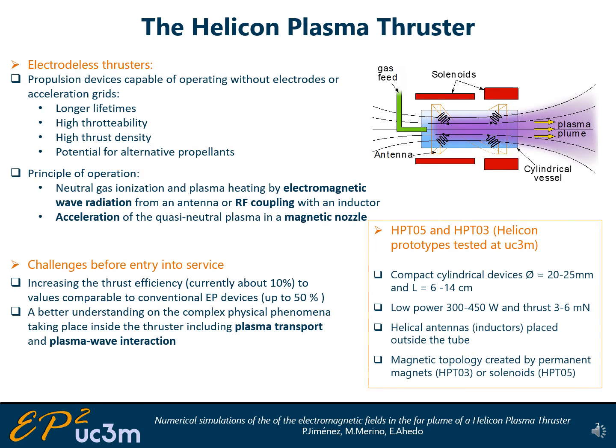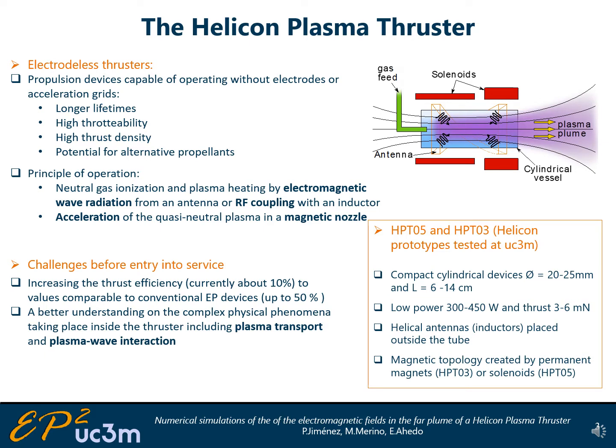The Helicon Thruster is an example of an electrode-less device. This new technology promises some advantages compared to conventional electric propulsion, such as longer lifetimes, high throttability, and high thrust density. The principle of operation is the ionization of a neutral gas and the plasma heating by the electromagnetic power coming from a helical antenna, and then the acceleration of the charged particles in a magnetic topology that can be created either by solenoids or permanent magnets.